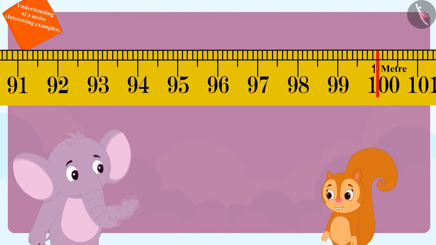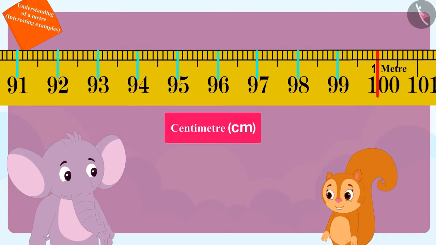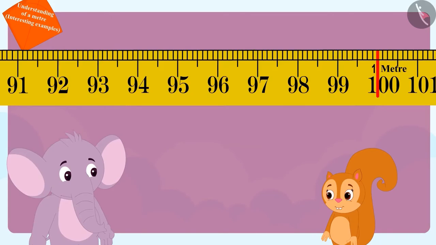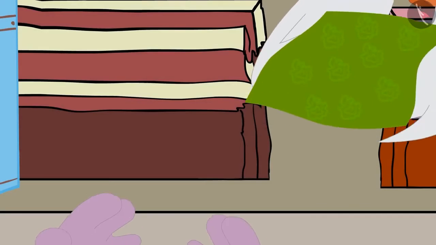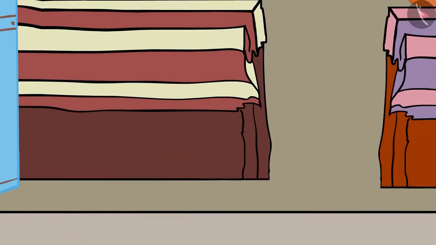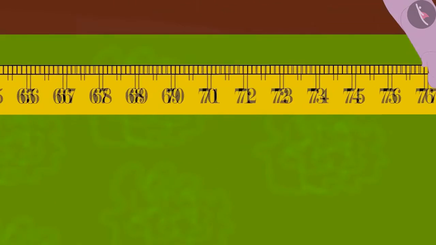"Look at these measuring lines. These small vertical lines show the measurement of centimeters, and the long vertical lines show us the measurement in meters." Appu took a material from uncle and measured it in such a way using the measure tape.